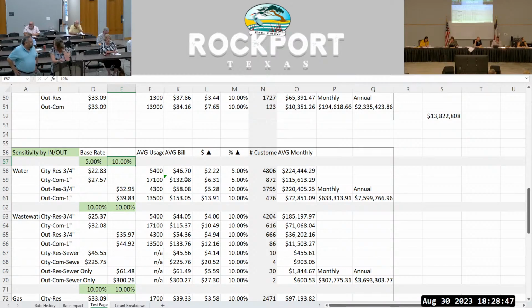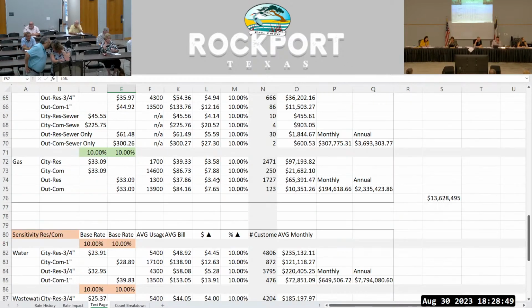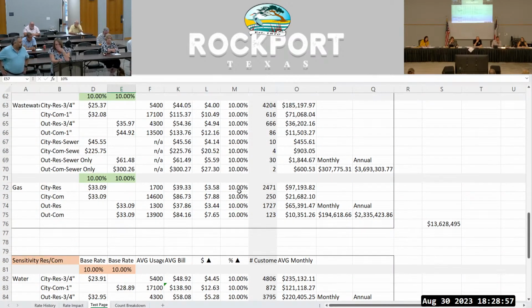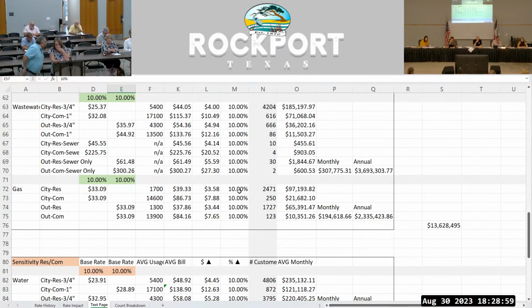This is based on in and out of city versus residential versus commercial. We didn't do a blend of those. So if you will take about a 15-minute recess, we can try to make one. If we can. No, if you guys can, I'm not going to.